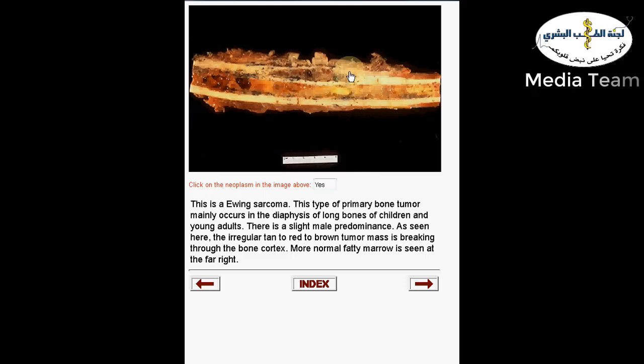And it appears grossly as brown to red due to the presence of hemorrhage inside the tumor. That's why it appears brown to red in color. And here this tumor is not infiltrating the marrow. The marrow is intact and it's yellow in color.